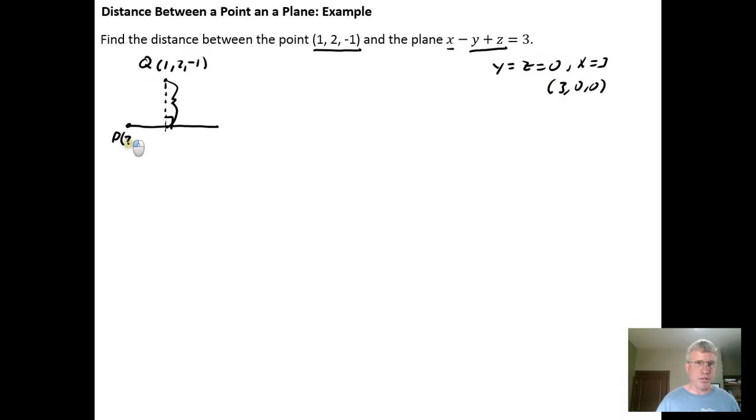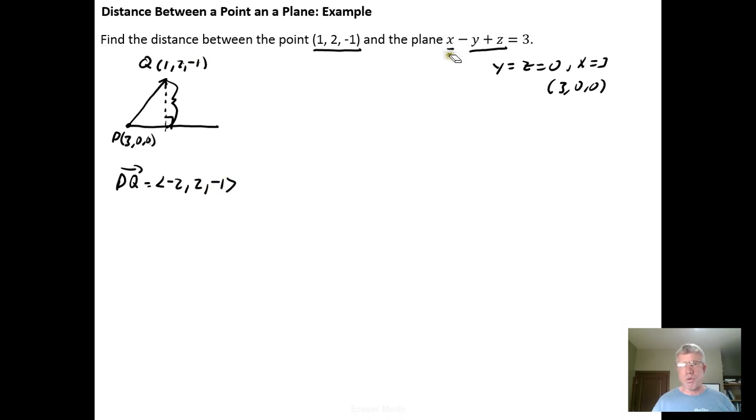And that means the point 3, 0, 0 lies in the plane. So here's the point 3, 0, 0 lying in the plane. And the moment I know a point in the plane, I can find a vector from that point to the point Q. I'm interested in finding the distance from Q to the plane. So the vector PQ is just going to be given by terminal point minus initial point. So 1 minus 3 is negative 2. 2 minus 0 is 2. And negative 1 minus 0 is negative 1.